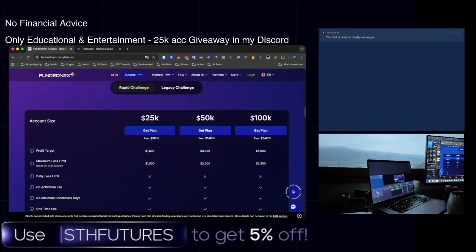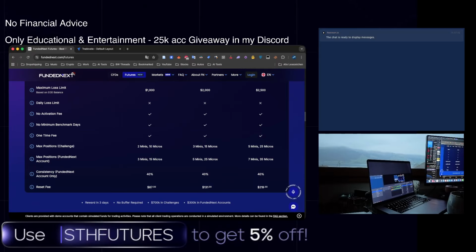So yeah, I would recommend you guys to definitely buy the rapid challenge accounts, either the 50k accounts or the 100k accounts. The 25k accounts are just a little bit too expensive in my opinion. You pay $100, so you could rather just buy the 50k account for $149, which would make more sense.